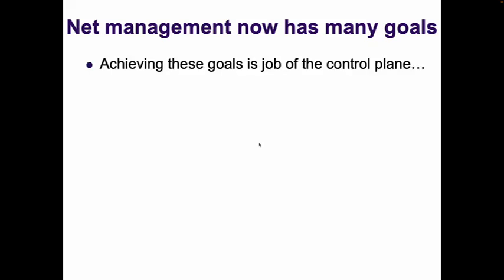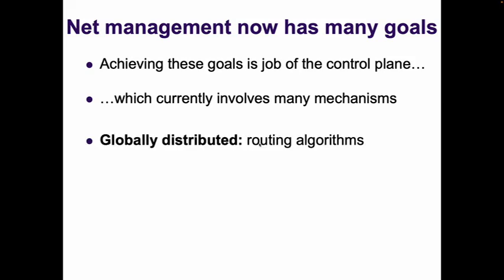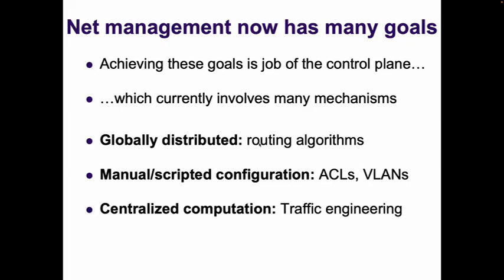I figure out what the routing state should be, and then I push it back out into the network. So the point is that while network management in the beginning had just connectivity as its goal, you develop routing algorithms, and you're done. Now you've got many goals. All of these goals are the job of the control plane, and the control plane, meaning the state of the art 15 years ago, these mechanisms can be globally distributed, as in routing algorithms, or manual or scripted, like ACLs or VLANs, or centralized, like traffic engineering.